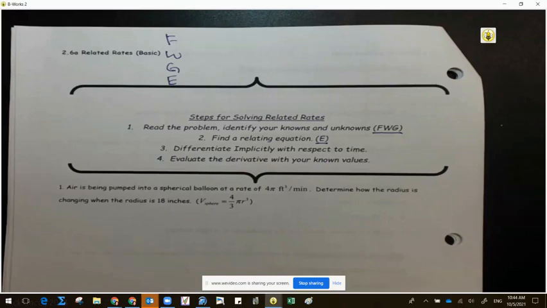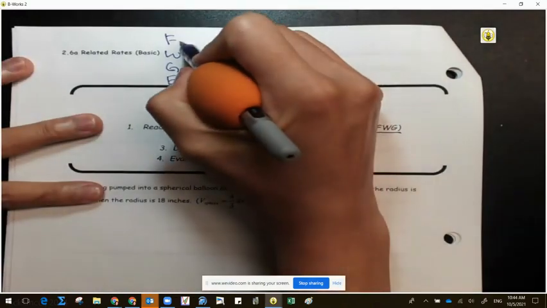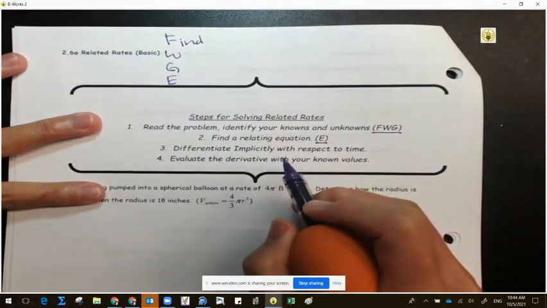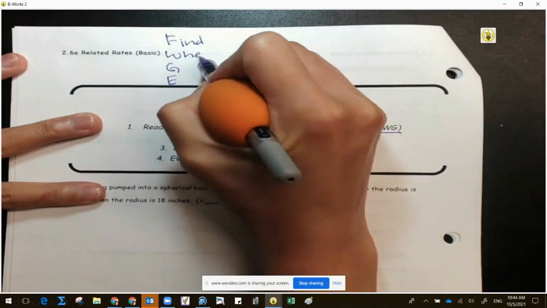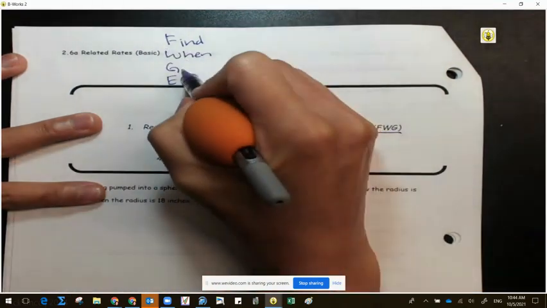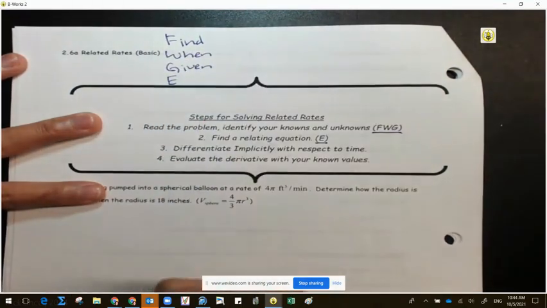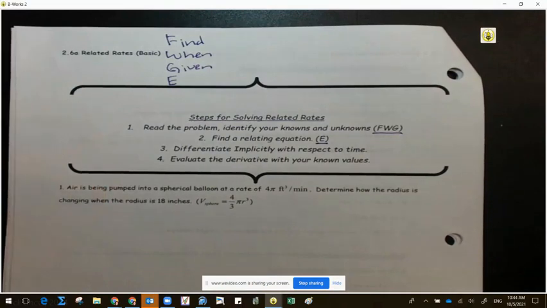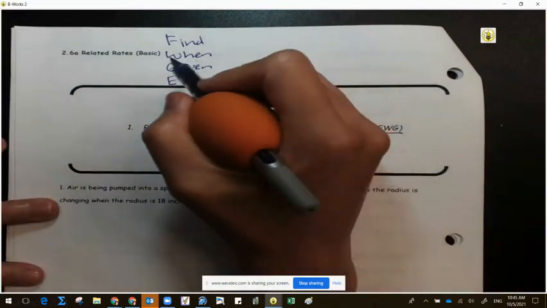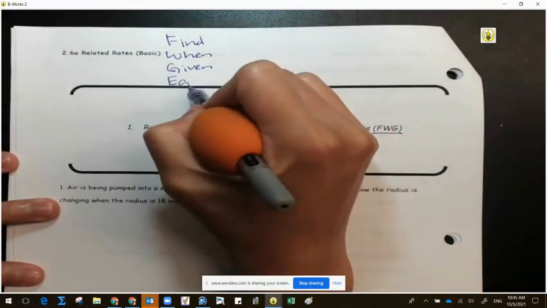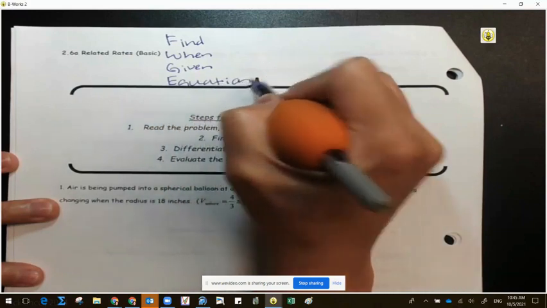Goodness. Right. So F stands for find. W stands for when. G stands for given. And to find, or to figure out, the differentiation implicitly, we have to find the equation.